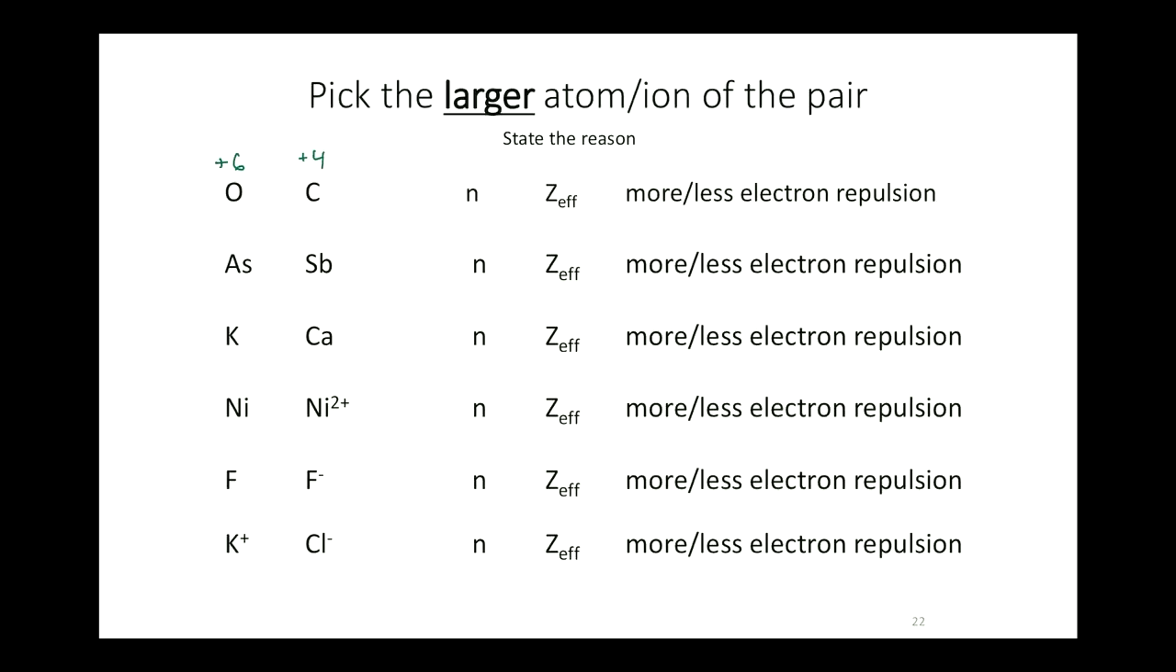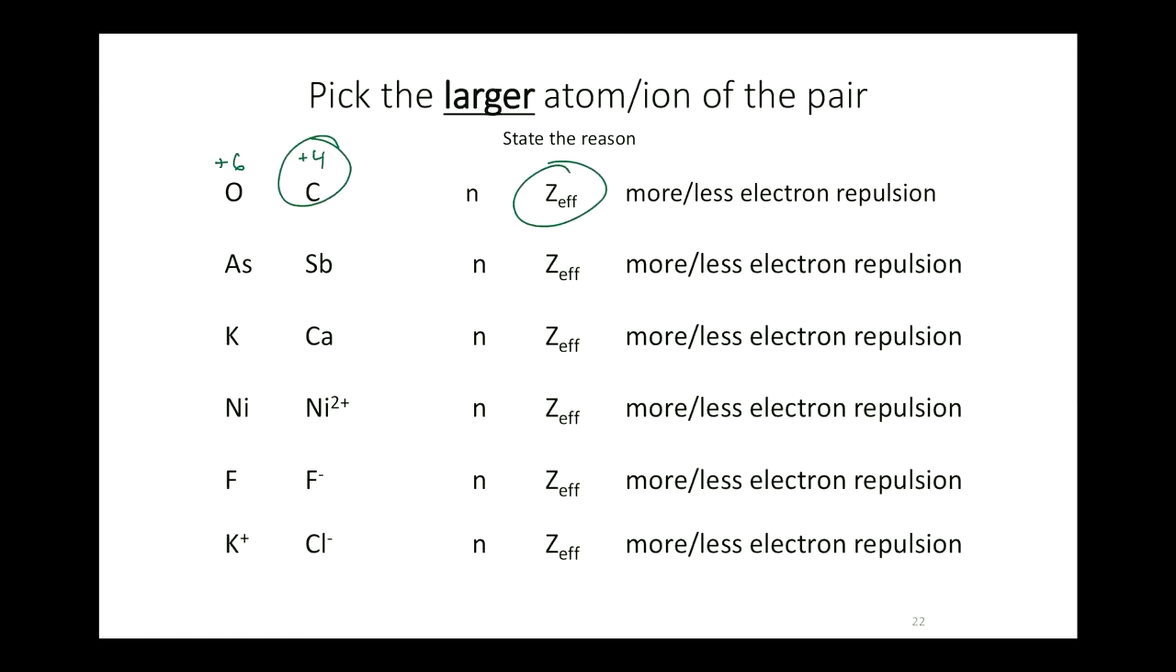So in what scenario, in what atom will the electrons be, what are we doing? The larger atom. So we want to know, in which one are the electrons not as attracted to the nucleus? Carbon. Yes, carbon is the larger one because Z effective is smaller, so those valence electrons are not as attracted.